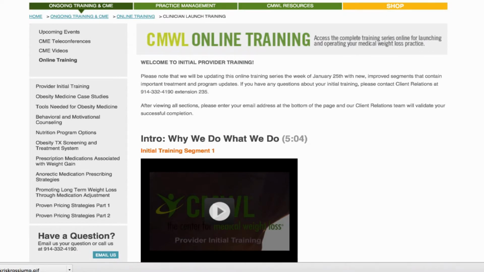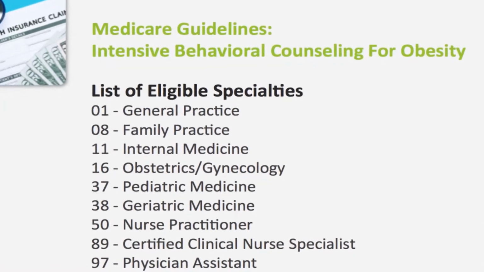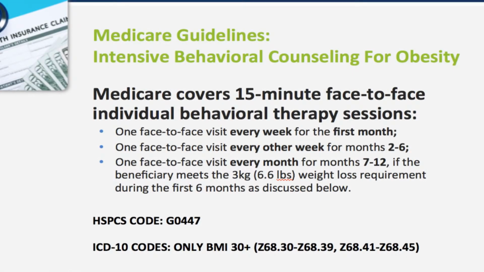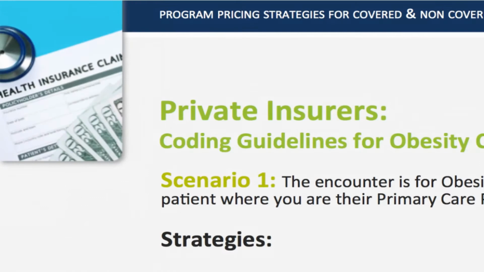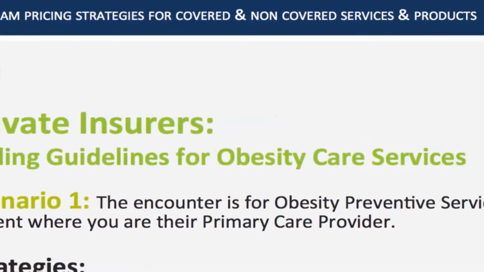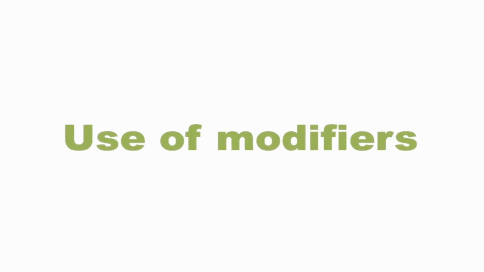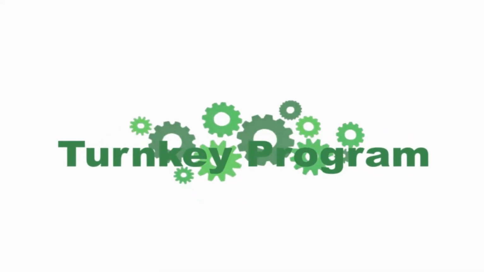CMWL's provider training covers the basics of obesity insurance coverage, such as the specialties eligible for reimbursement, Medicare and private insurer coverage guidelines, and a list of ICD-10 and CPT codes associated with obesity treatment. It also covers the nuances for various patient visit scenarios and options for coding and billing, including the use of modifiers to maximize reimbursement.